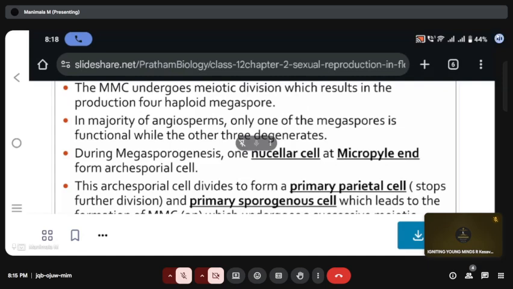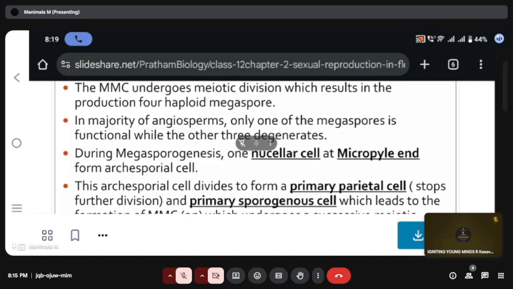Reduction division forms tetrads, four formed. How are the tetrads arranged? Ma'am, linearly. Very good. Among the four, what will happen? Three degenerate and one acts as the megaspore, the female gametophyte. Yes, ma'am.